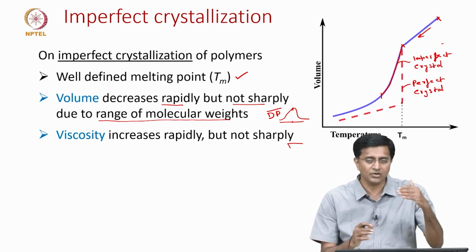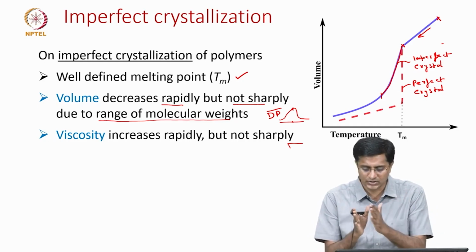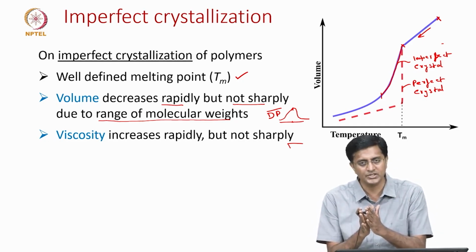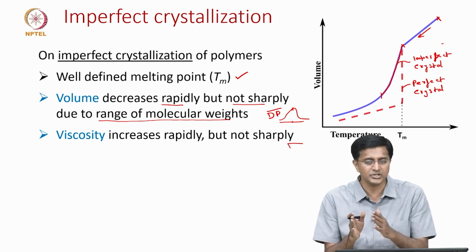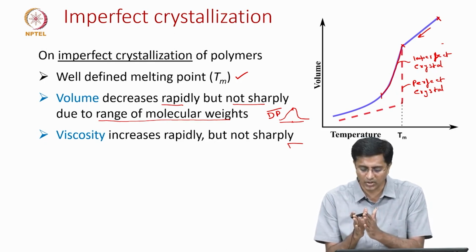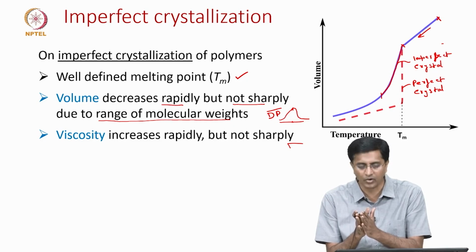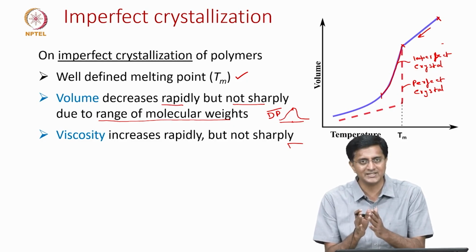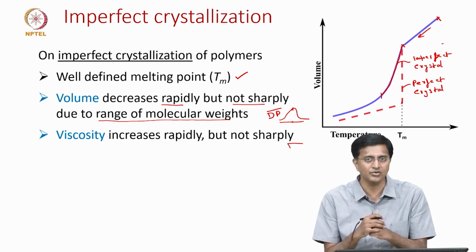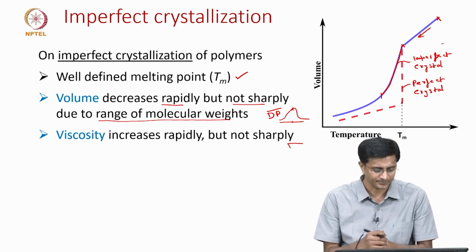But again, since the volume is decreasing, it means these polymer chains are coming close to each other and aligning well. Crystallization means these polymer chains are coming together and bonding with these secondary forces, and it takes the structure of a crystal.